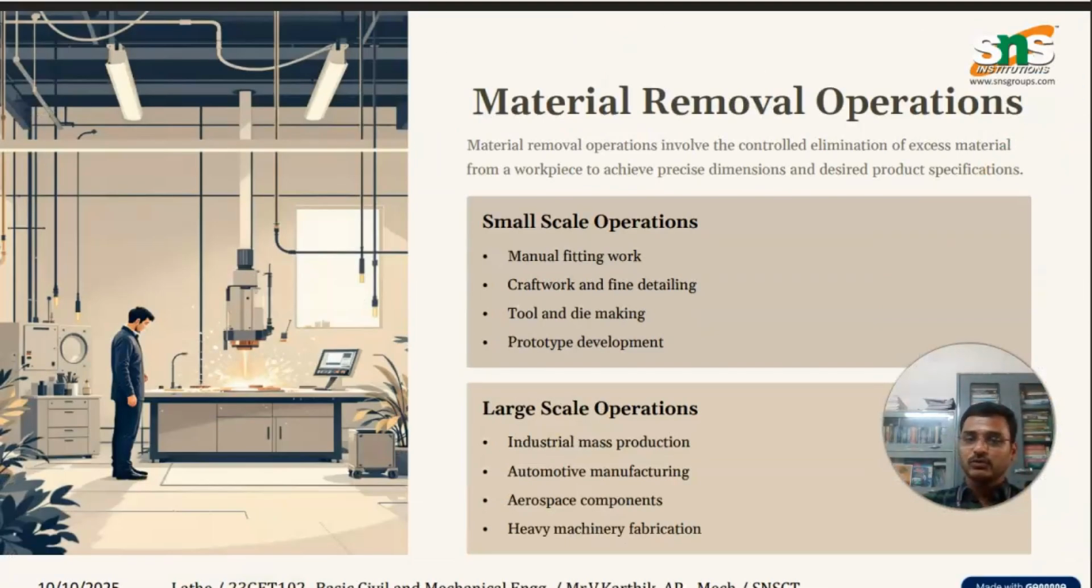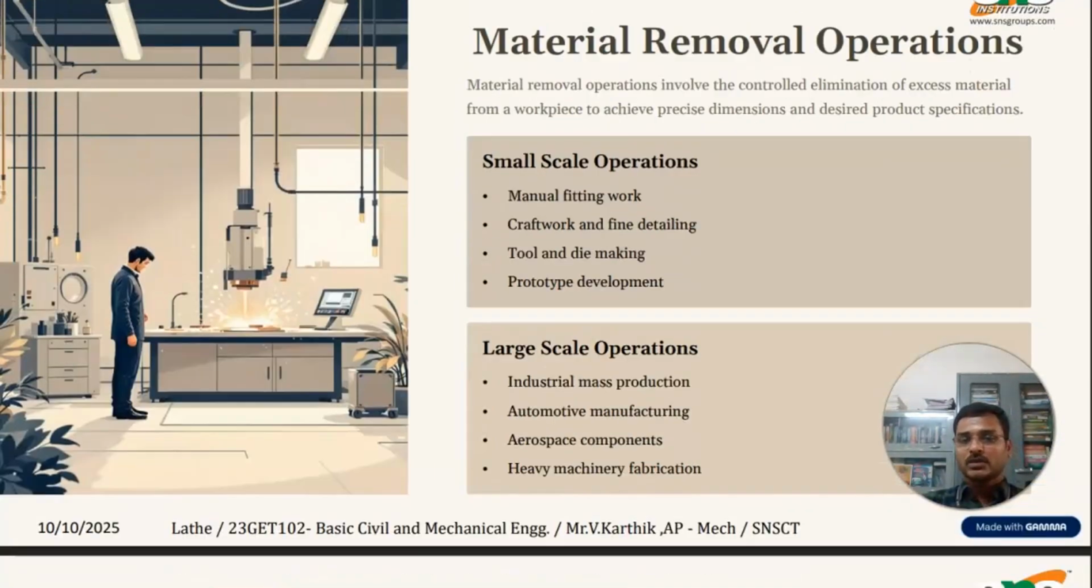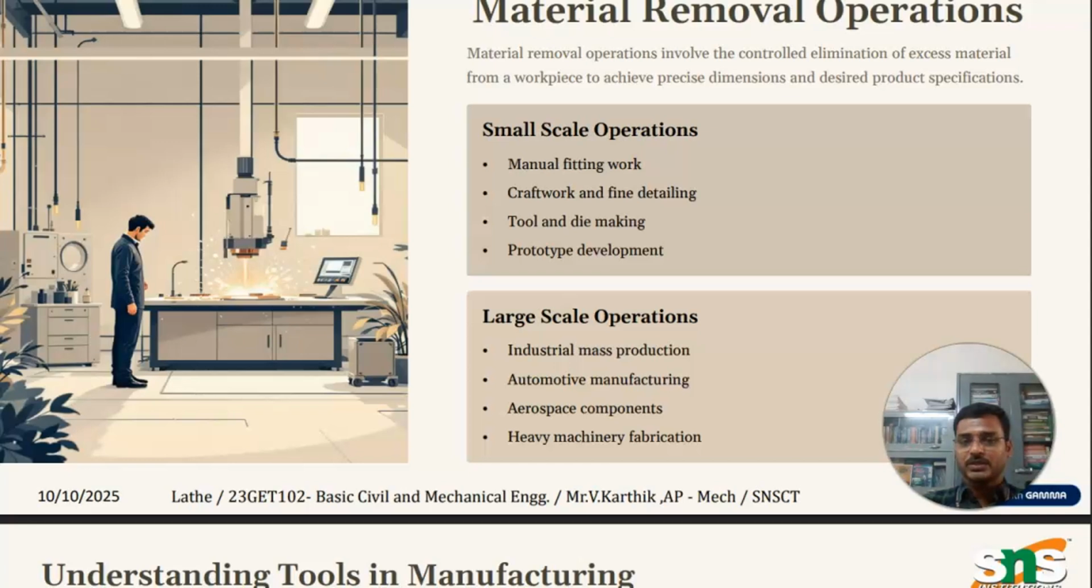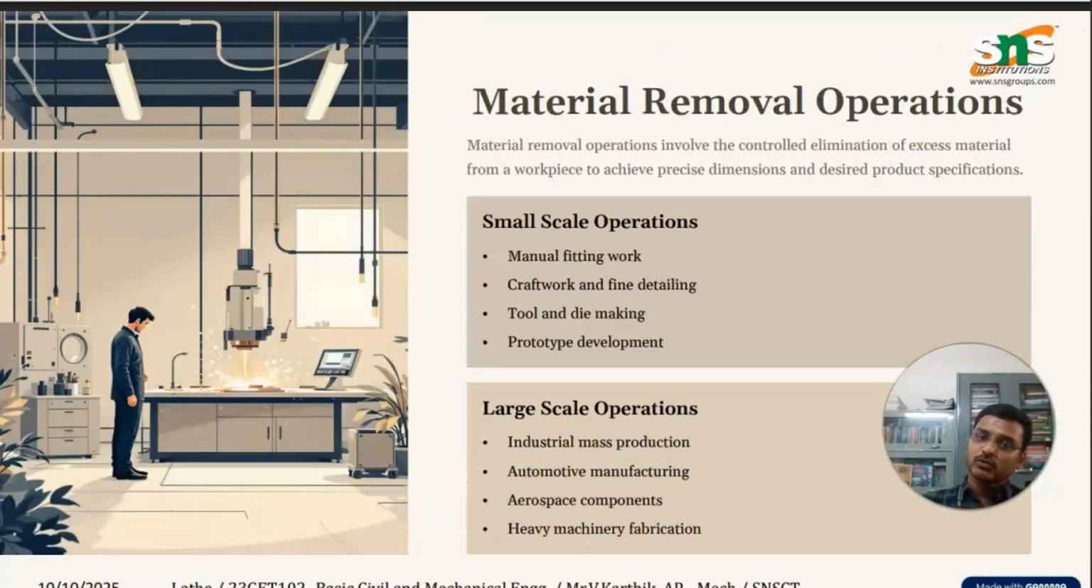Next one is the material removing operations. We have the types of material removing processes: small scale removing operations and the large scale. The material removal operations involve the controlled elimination of excess material from a workpiece to achieve precise dimensions and desired product positions.